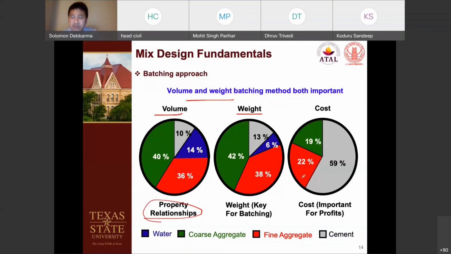And another important thing that we need to understand is the cost. We do not simply want to produce a concrete, or make a mix, which is highly strong and highly durable, but at the same time of very high cost. So we want an optimized mixture which will be strong, durable, and cost effective, because cement is very expensive, and the fine aggregates are also expensive, followed by the coarse aggregates. So we need to understand the volume batching process, the weight batching, and we also need to maintain the cost of the mixture.